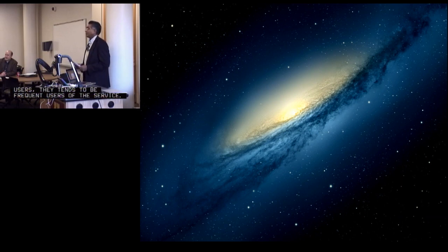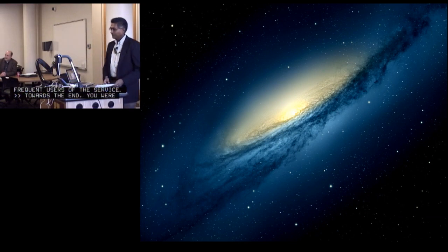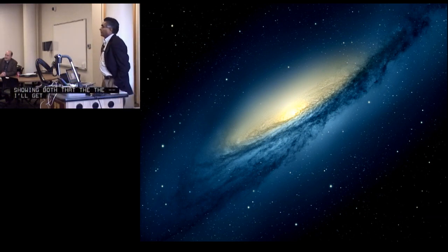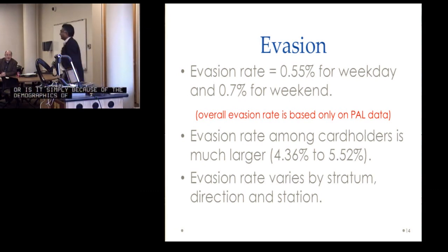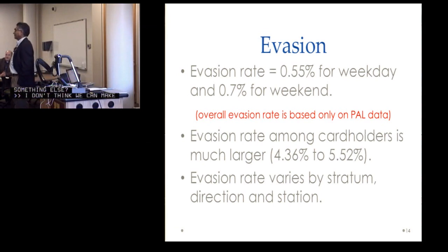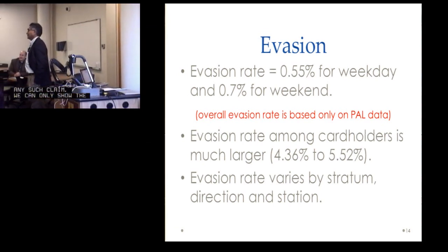Towards the end, you were showing that the evasion rate was significantly higher on weekends, and also that the level of enforcement is lower on weekends. Do you see a causal connection there? Is the evasion rate higher because enforcement is lower, or is it simply because of the demographics of riders or something else? I don't think we can make any such claim. We can only show the correlation. We don't have any causal claims, so we don't know.